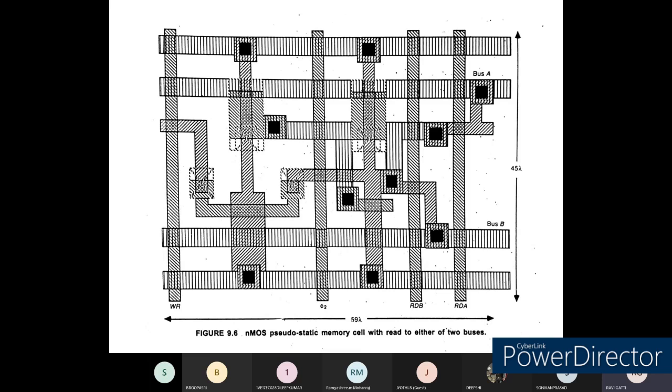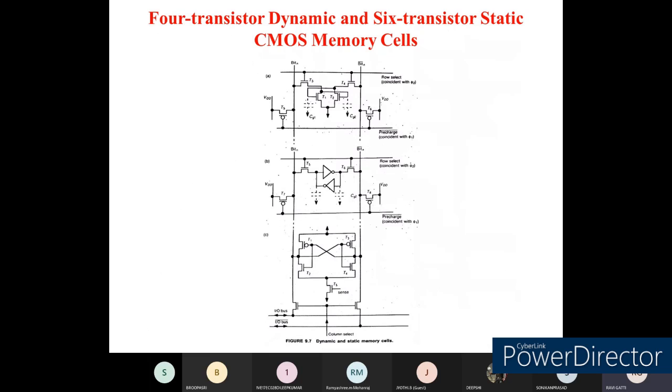Okay. So this is the NMOS pseudostatic memory cell which is using two buses. Okay. So the next one is implementation of the dynamic memory cell by using 4 transistors.